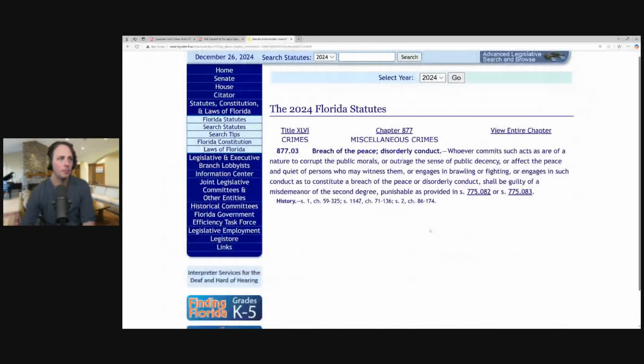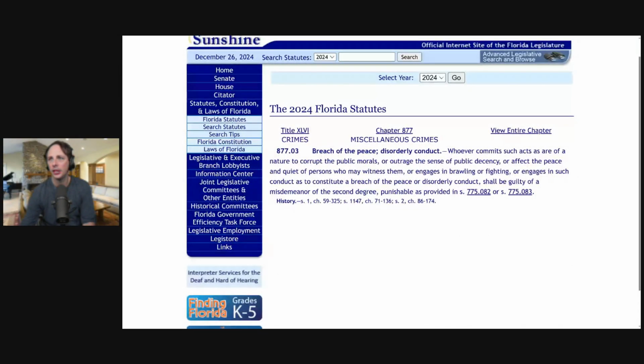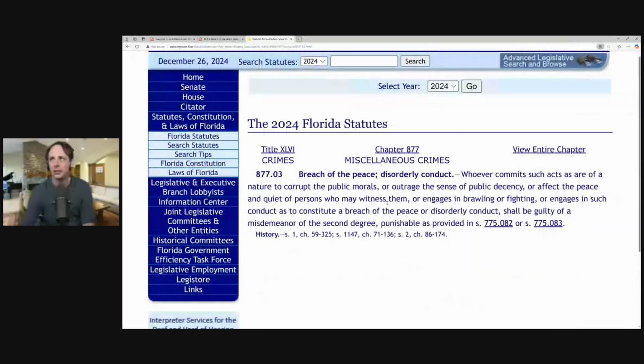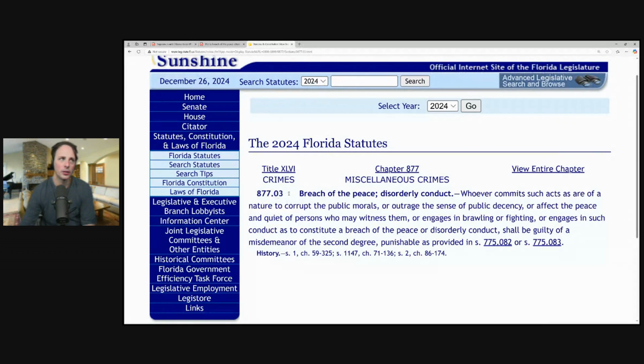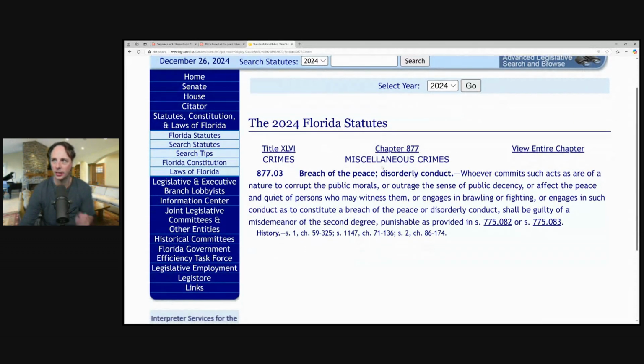And I'm not going to go into it in depth, but I just want to note that this here, the breach of the peace statute, is just something to know. 877.03, this is the Florida statute, it's the latest one. It says, breach of the peace, disorderly conduct. Whoever commits such acts as are of nature to corrupt the public morals or arouse the sense of public decency or affect the peace and quiet of persons who may witness them, or engages in brawling or fighting, or engages in such conduct as to constitute a breach of the peace or disorderly conduct, shall be guilty of a misdemeanor of the second degree, punishable as provided in other subsections.